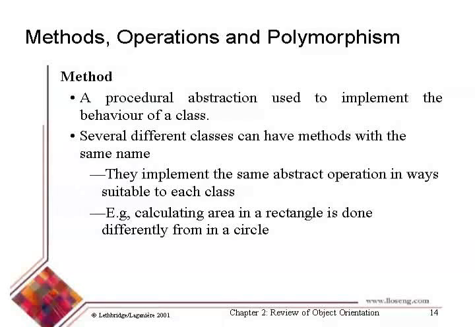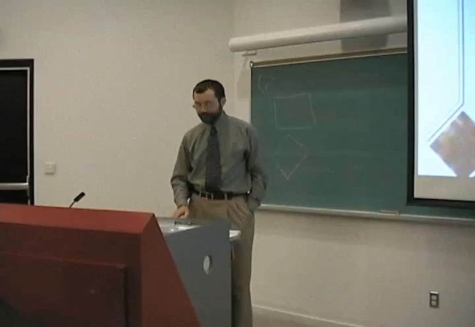So a method is then a procedural abstraction, used to implement the behavior in a class. It's going to have code. It's going to have an algorithm inside it. And the different classes will have methods with the same name to implement that abstract operation we talked about. Any questions? I'm sure you've all heard of methods. The term operation might be new. The key is to distinguish between them.